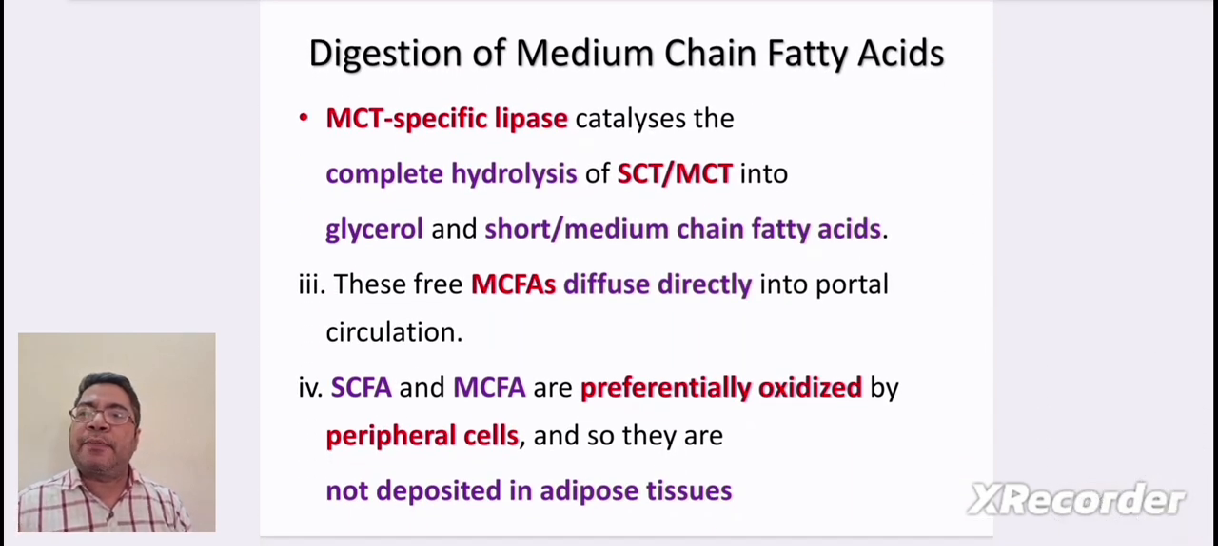MCT specific lipase catalyzes the complete hydrolysis of SCT or MCT into glycerol and short or medium chain fatty acids. These free MCFAs diffuse directly into the portal circulation. SCFA and MCFA are preferentially oxidized by peripheral cells, and so they do not deposit in adipose tissues.